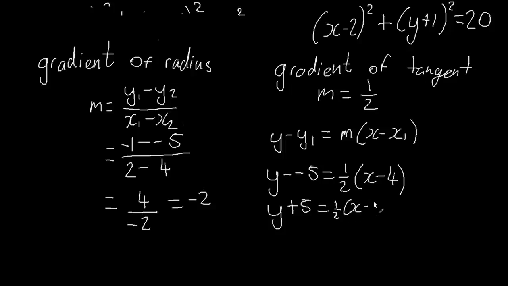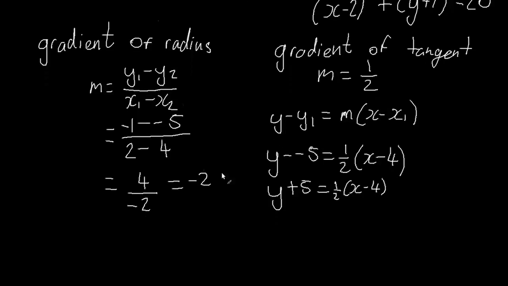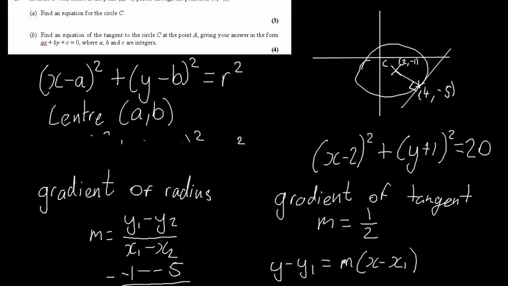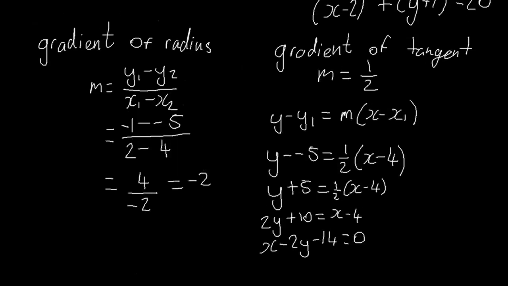So probably the easiest thing to do is to get rid of the half. To do that, we just times both sides by 2. So 2y plus 10 is equal to x minus 4. So x minus 2y minus 14 is equal to 0. And that is in the form that they asked for, ax plus by plus c equals 0, where they are all integers. So there we go, that's question 2.